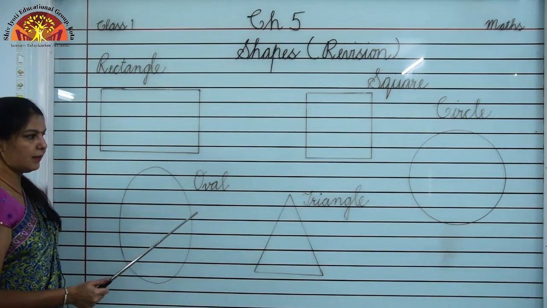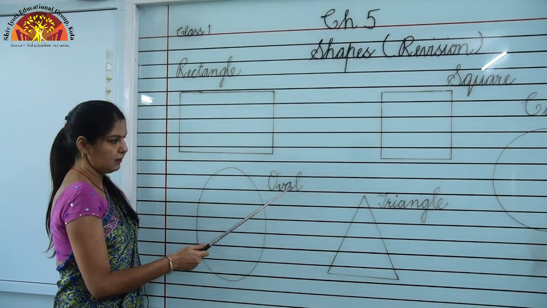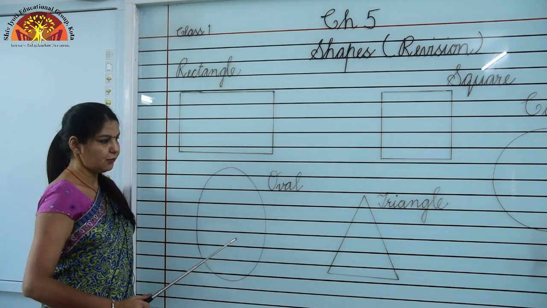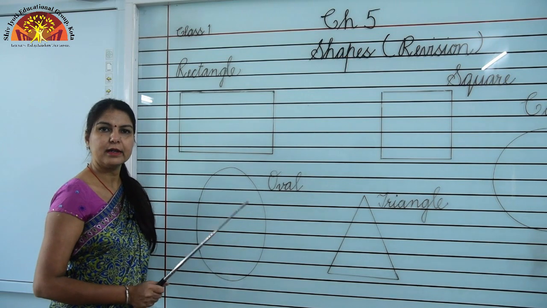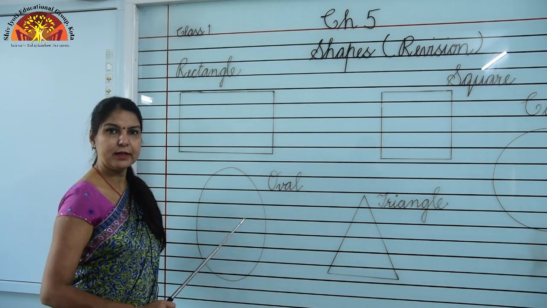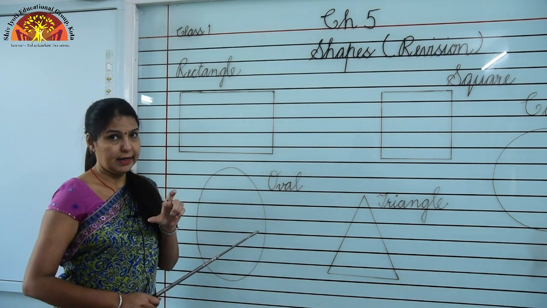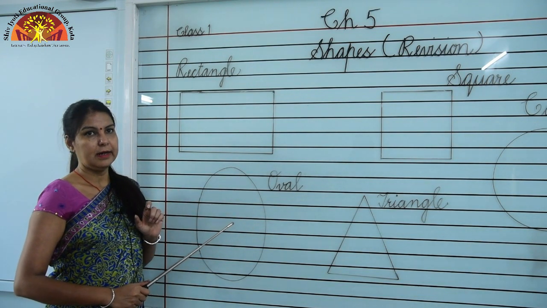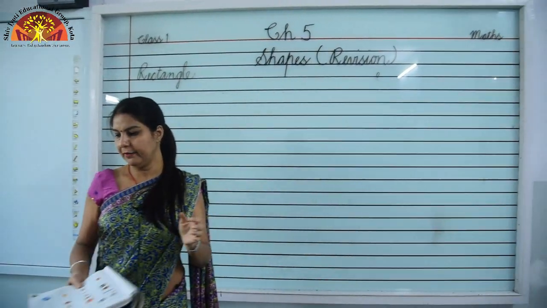Now, we will see oval shape, O-V-A-L, oval. Here you can see it looks like a circle, but actually it is not a circle, it is a flattened circle. What is it? It is a flattened circle. You can see an egg of this shape, and a balloon you can see of this shape. I hope you have understood.